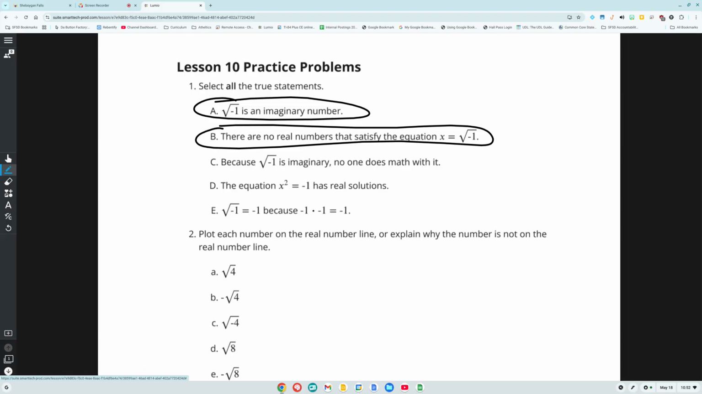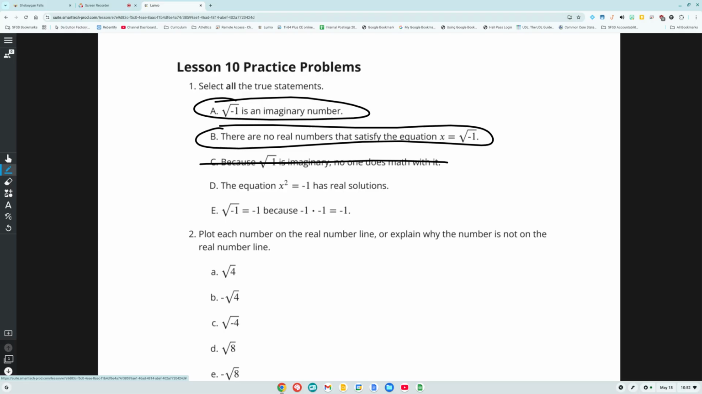C says because the square root of -1 is imaginary, no one does math with it. That is a lie. Square roots of -1, these imaginary numbers come up all over the place in higher level math. Again, we have to kind of keep as many doors open for you guys as possible. In this case, learning about imaginary numbers, one of the very first things that come to mind for me is the applications with electricity. But again, we can't learn about those applications until we understand imaginary numbers first.